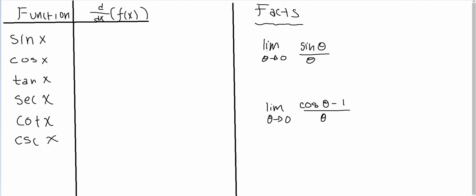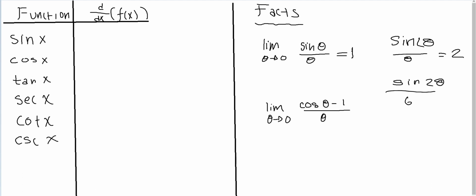So here we have the limit as theta approaches 0 of sine theta over theta. Now this is always going to be equal to 1. Now there may be renditions, say sine 2 theta over theta, and that is going to be equal to 2, or maybe sine 2 theta over 6 theta, which would be equal to 2 over 6, or 1/3.